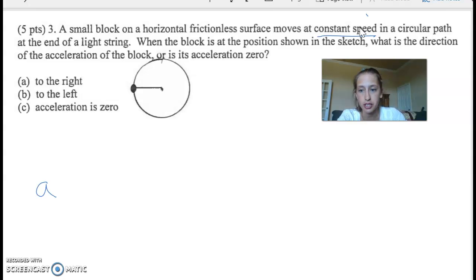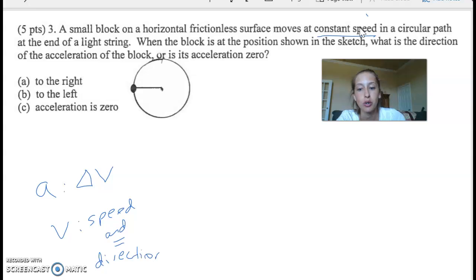Okay, so acceleration is a change in velocity. Okay, and velocity is speed and direction. So if you are changing the speed or the direction, you have an acceleration.